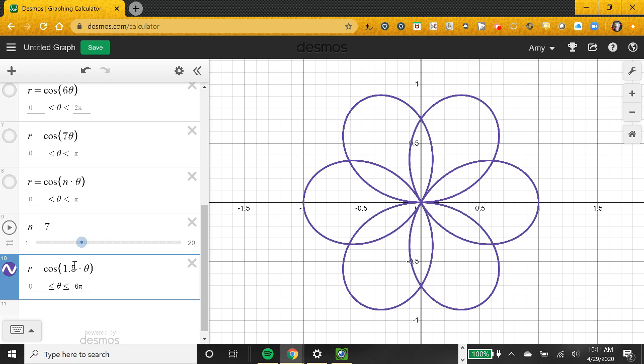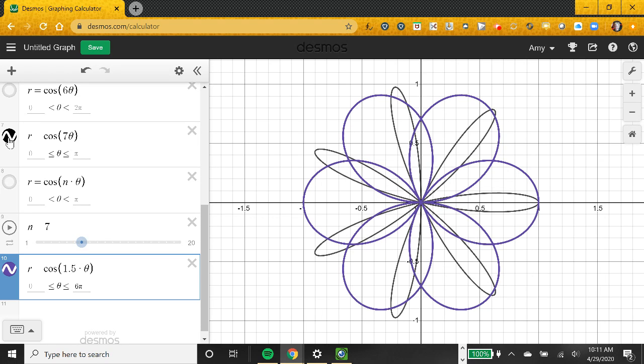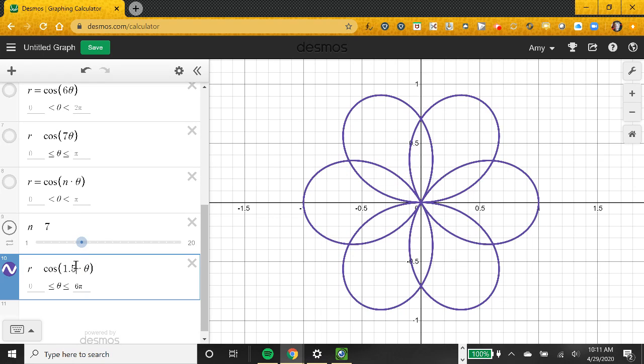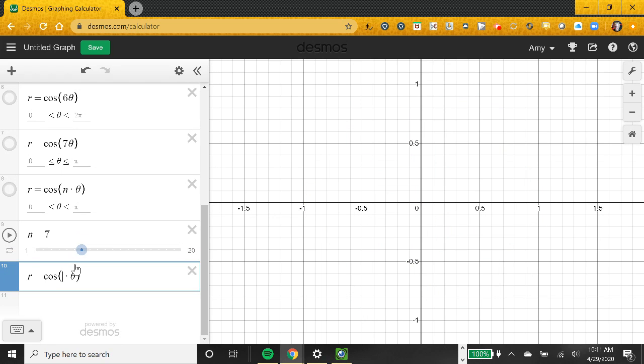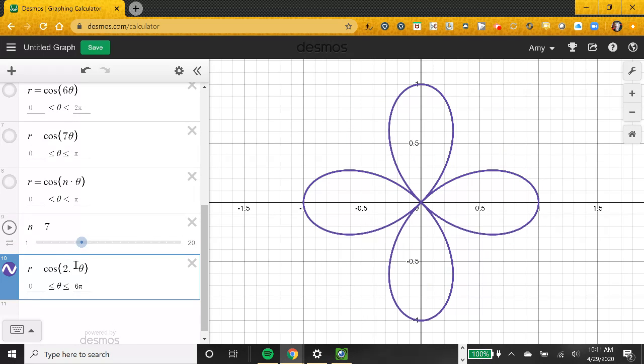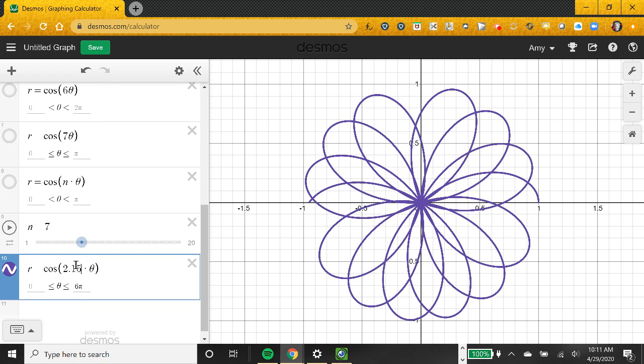So they overlap. Do you notice that these curves over here do not overlap? Okay, so these overlap if you have a decimal. Let's see what else happens. Let's go 2.15. Ooh, even cooler, huh?